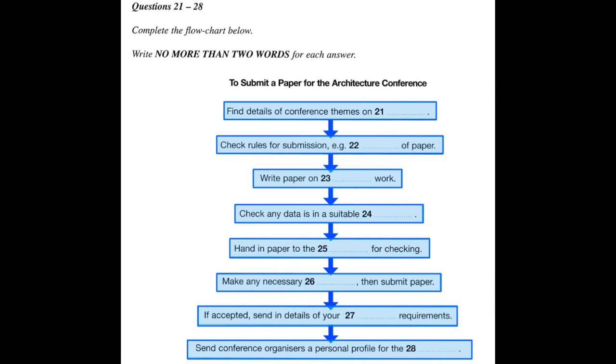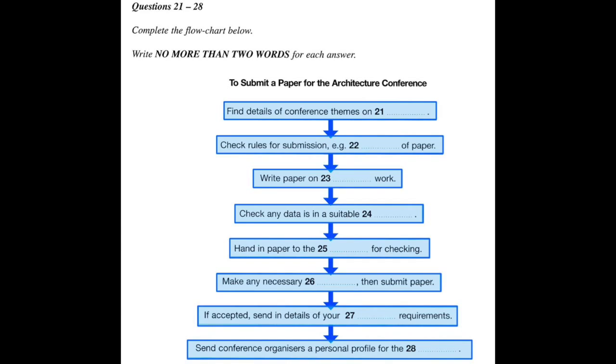It's quite straightforward. First of all, you need to see what the conference themes are. You know, what topics they are covering. You can do that by looking it up on the website. You need to submit a paper that falls into one of the categories they give you. Oh, that may give me some ideas.